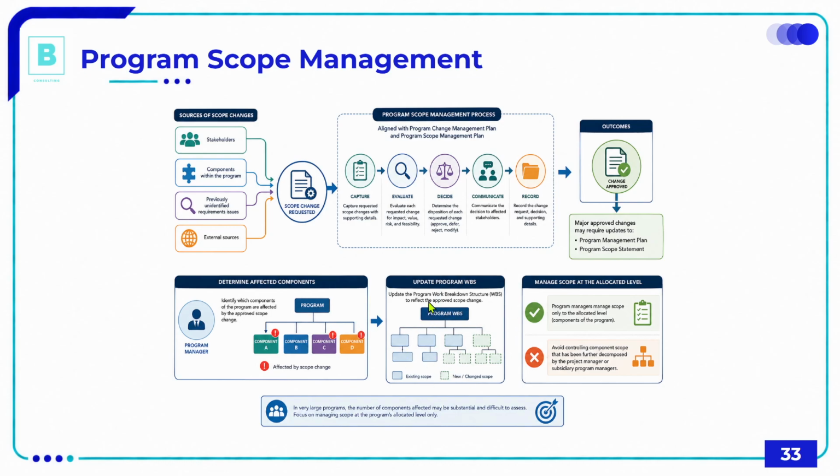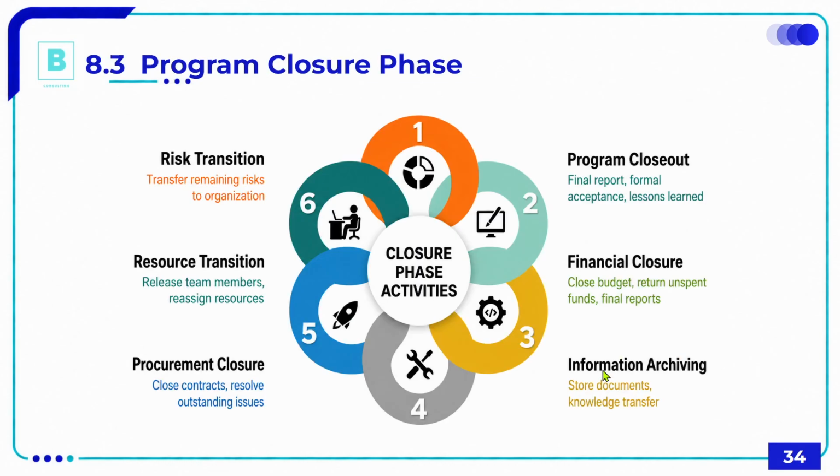All right. WBS on a program level is similar to WBS on a project level, but it's not actually deliverables oriented or work oriented, it's components oriented. Okay. And then manage scope at the allocated level. All right. So the program managers manage scope only to the allocated level, and they don't get into the scope changes within the components.